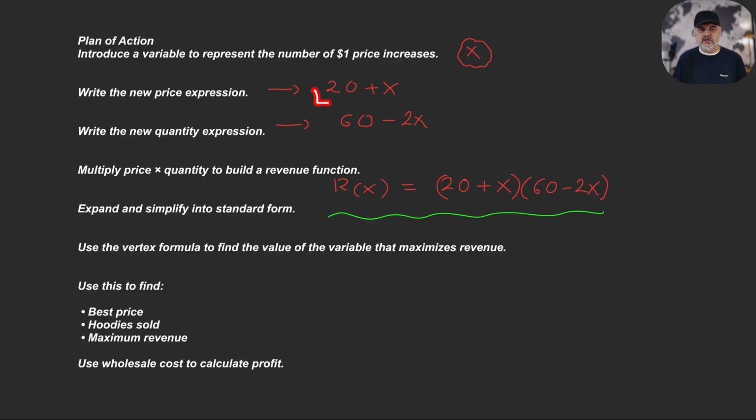So since we need to increase the price, we say 20 plus X because it's multiple of $1. So 20 plus $1 times X. Hopefully that makes sense. 60 is the starting number of items, and then we lose 2 sales. So from 60 hoodies, we expect to get the number down. So minus 2 customers every time you increase the price by multiple of $1. So 60 minus 2 times X.